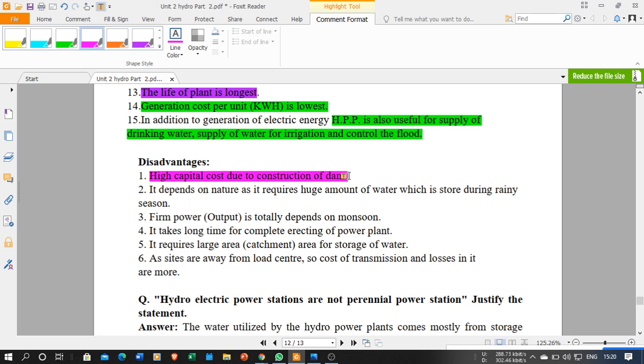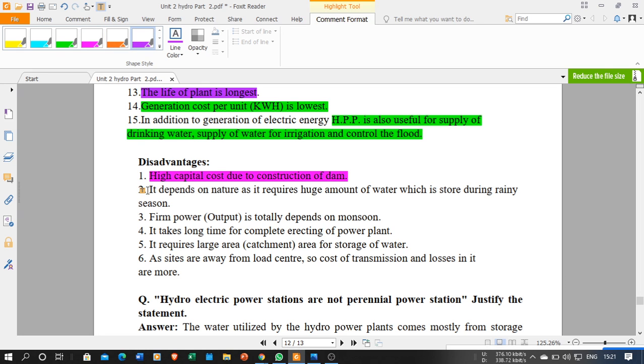So the cost of construction is very high, and the time required for constructing the dam and establishing the power plant is also more. It depends on nature, as it requires a huge amount of water which is stored during the rainy season.